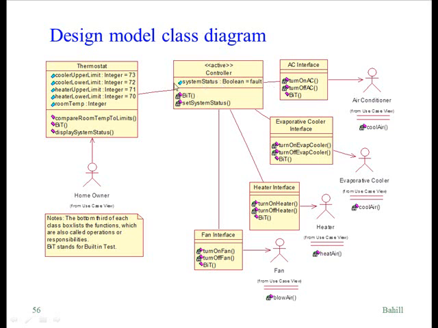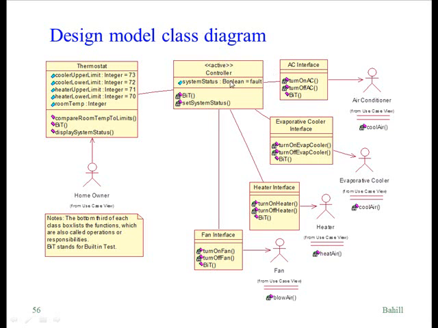The controller has this attribute, system status. They just want to indicate whether the system is ready or it's at fault in this particular case. Okay? And then the controller also has this built-in test, because it can request to get a built-in test from each component and compute the system status.